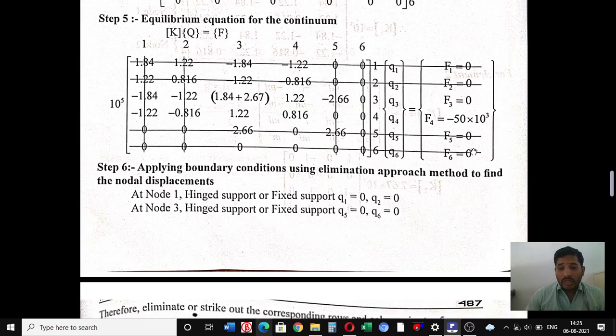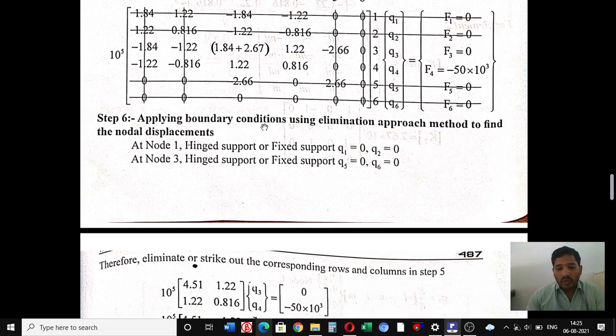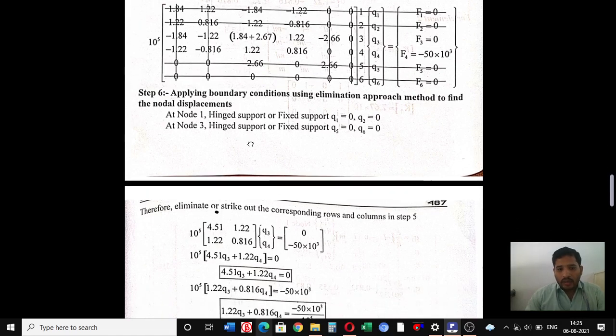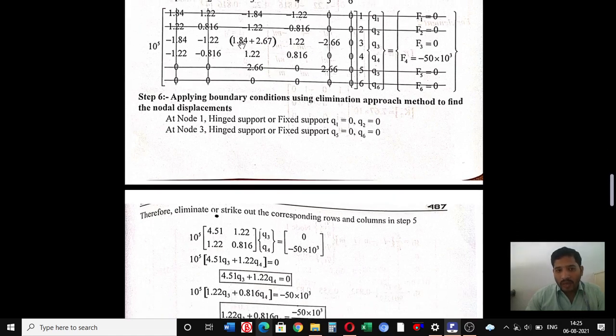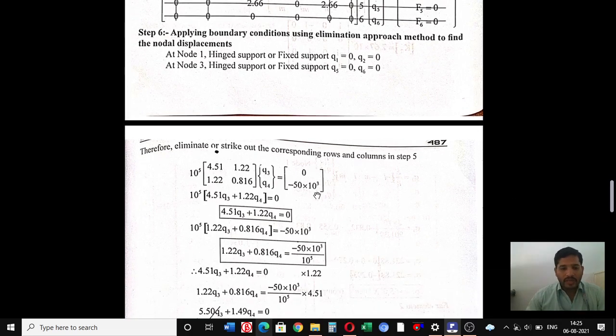After that, which part is not eliminated? Only this part is not eliminated. This third and fourth is remaining. So we just need to add this value. Clear? So here, remaining is, if you add 1.84 plus 2.67, then you will get 4.51. Again here 1.22, here 1.22, and here 0.816. We can represent Q3 and Q4 equal to F3 value 0 and F4 value minus 50 into 10 power of 3. We can represent it.